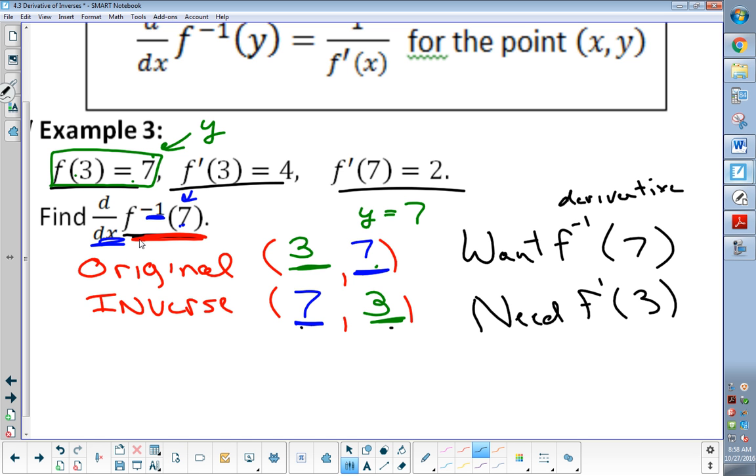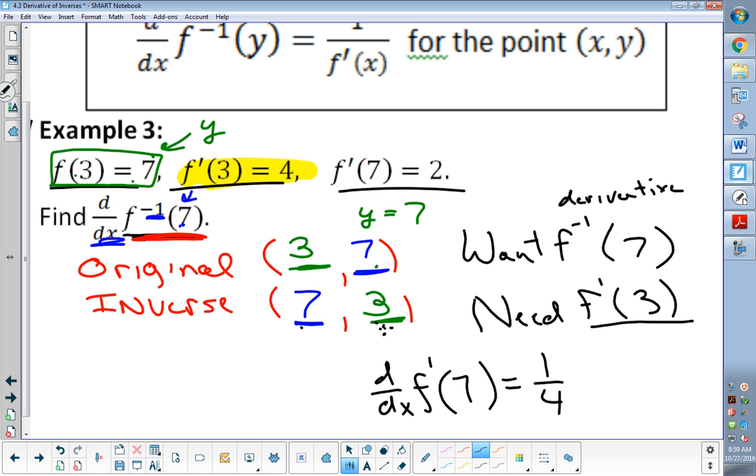Okay, I want to know what the original is at 3. So what is f prime at 3? We do know. F prime at 3 is 4. So if f prime at 3 is 4, this is, I hate that they write it like this. Sorry. d over dx of the inverse at 7. If that one is 4, what is the inverse derivative going to be? 1/4. We take the reciprocal.